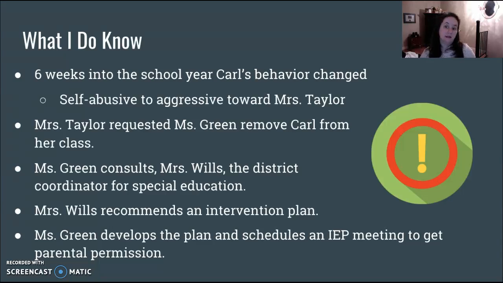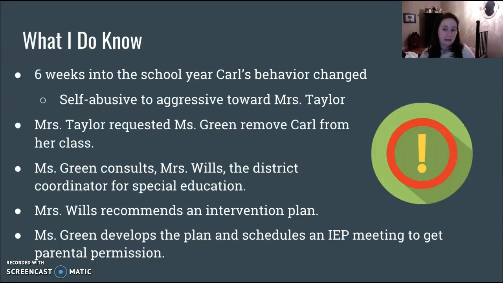Ms. Green recognizes her frustration and understands that she does want him removed and that is what she would like to do, but she is aware that his intellectual capabilities say that he probably should be staying in the placement that he's in presently. So Ms. Green is really at a loss as to what she could do. Because she's at a loss, she then refers to Mrs. Wills, the district coordinator for special education. She goes to ask Mrs. Wills what she should do and what could be the proper course of action. Mrs. Wills recommends an intervention plan and how an intervention plan should be written.